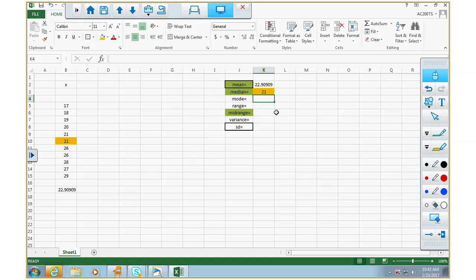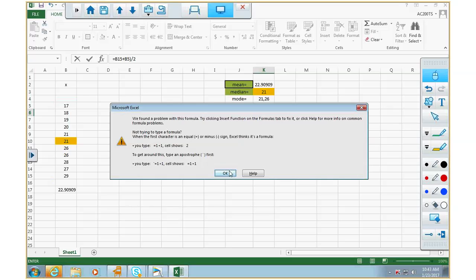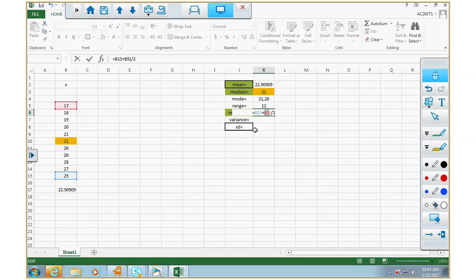The mode. I really don't care about the mode, but what number shows up the most? 21 and 26? Yes. So I'll put 21, comma, 26. Range is equal to the highest minus the what? Mid-range is equal to the highest, write this down, highest plus the lowest divided by what? 2. The mid-range in algebra is also called the what?